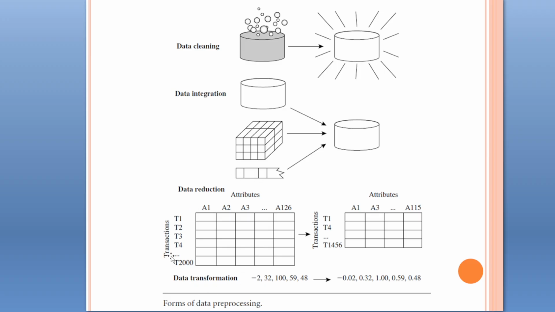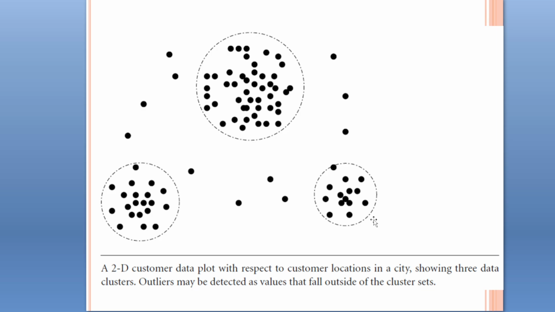So in data transformation, we have certain attributes, and when we transform it with the reduction, earlier we had 126 attributes and now we have 115 attributes. Earlier we had 2000 transactions and now we have 1456 transactions. So in data reduction, we have reduced the number of rows, or we can also reduce the number of columns. Here is a diagram of cluster analysis which helps us in identifying outliers. All these points which lie outside the cluster are termed outliers.